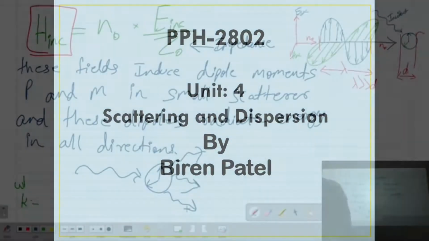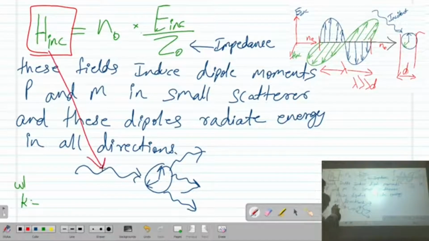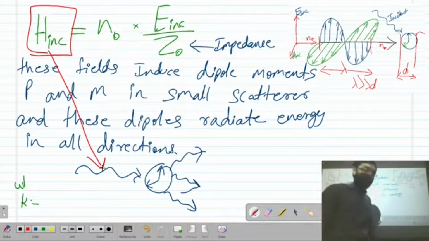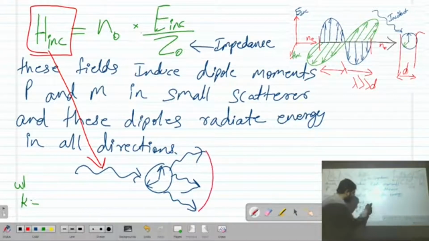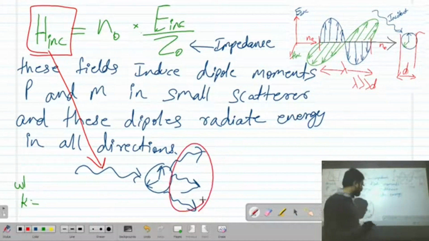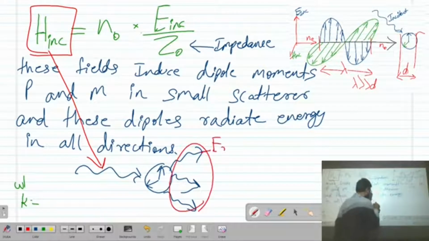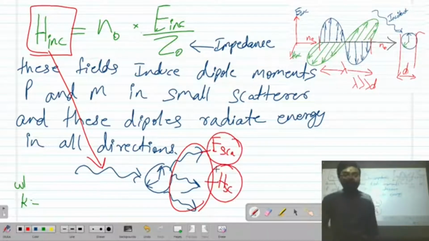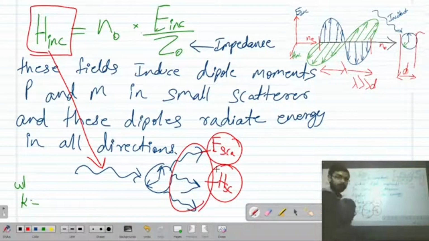This is the incident part, the incident wave equation. We are interested in knowing what the E value and H value will be, that is, E scattered and H scattered. Let us see the value of the E scattered and H scattered wave.